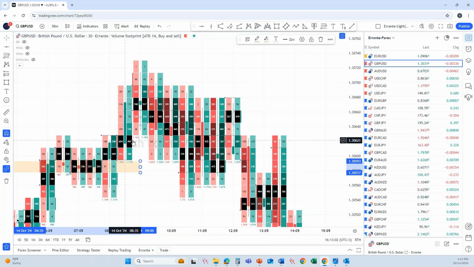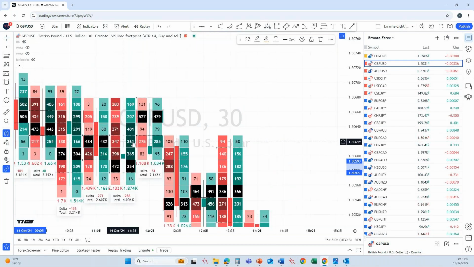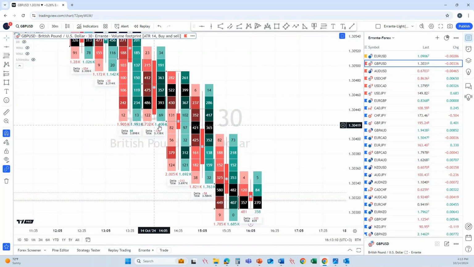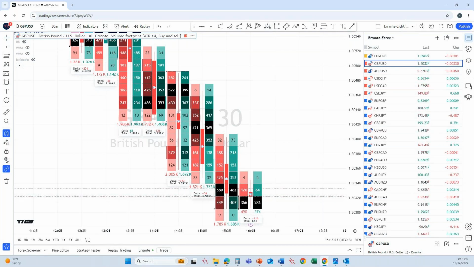But let's see what you are seeing here. We have two columns. First, bid and ask volumes, okay. On the left side in red, you see we have the bid volume, which represents the number of contracts or volume traded at the bid price. And on the right side in green, you have the ask volume, which represents the number of contracts traded at the ask price. So each number at a specific price level shows how much volume occurred at that price.